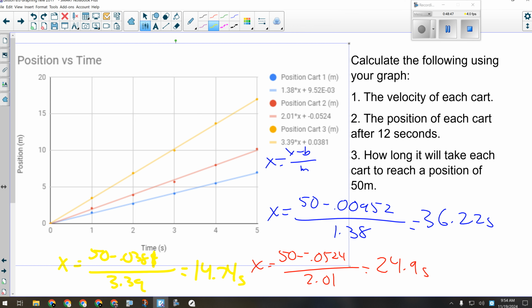Okay, those 3 things are exactly what I'm going to ask you in your analysis for tomorrow's lab. Tomorrow's lab is strictly about position versus time graphs, what we can get from them, and using y equals mx plus b. That's what we're going to be looking at tomorrow in the lab.